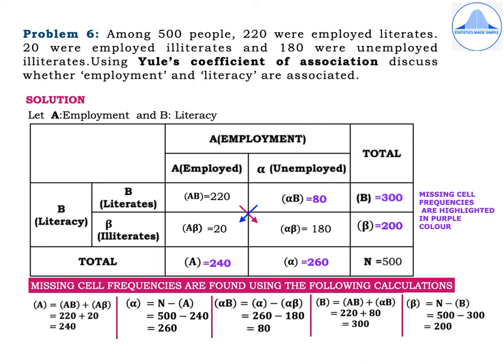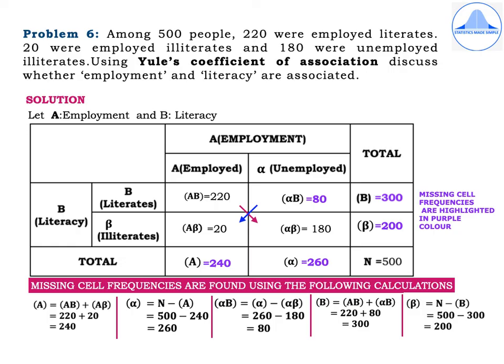Then form a 2 by 2 contingency table where the attribute employment is divided into those who are employed and unemployed, and similarly the attribute B, that is literacy, is divided into two groups, that is literates and illiterates. Now in the table we have to write down the cell frequencies which are given. Among 500 people, that means capital N is equal to 500, 220 were employed literates. So find the cell where you have employed literates, that is AB is equal to 220.